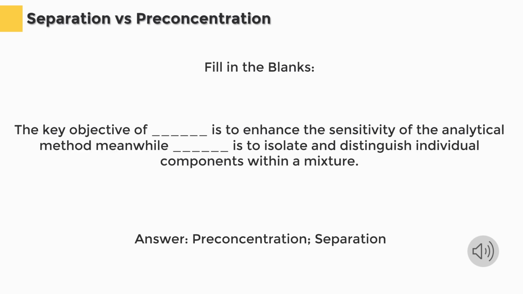Now for question and answer, fill in the blanks. The key objective of blank is to enhance the sensitivity of the analytical method. Meanwhile, blank is to isolate and distinguish individual components within a mixture. Now the answer is preconcentration and separation. The key objective of preconcentration is to enhance the sensitivity of the analytical method. Meanwhile, separation is to isolate and distinguish individual components within a mixture.